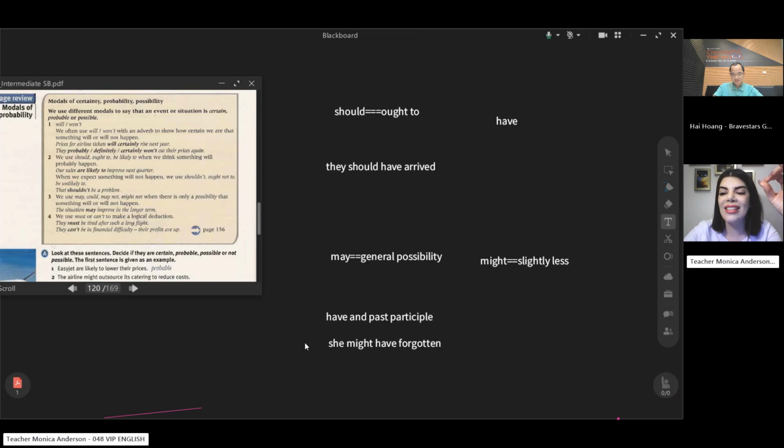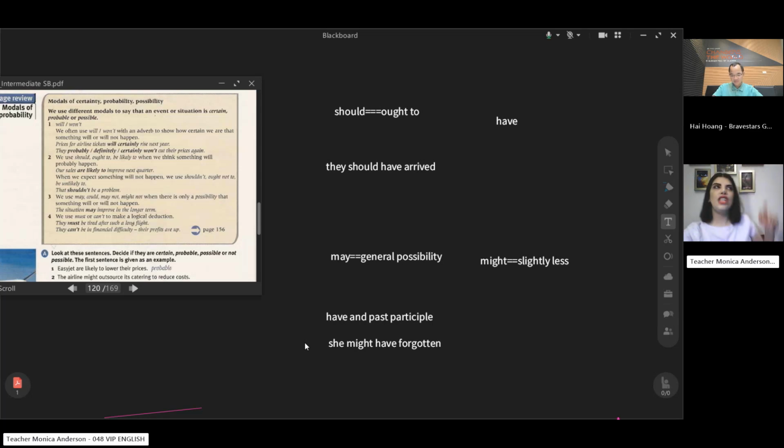Can't or cannot, 0 to 10%. Can't or cannot means something can't happen, about 0 to 10%. So again, certainty. About probability, I can say between 50 to 90.